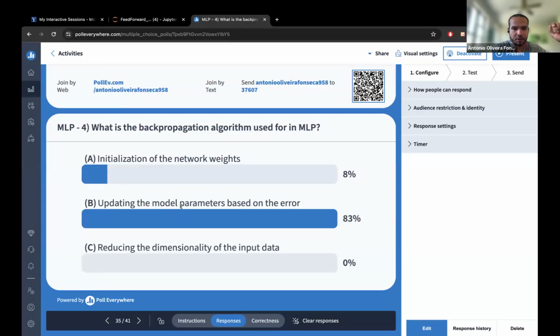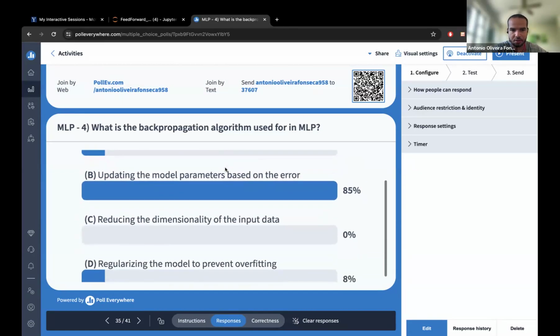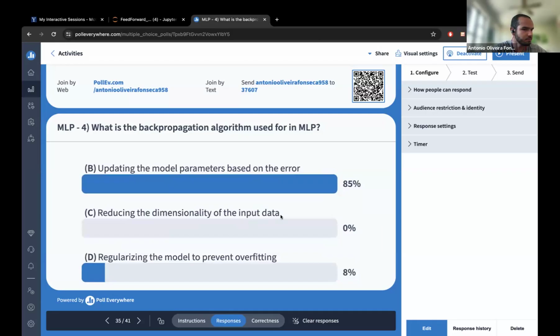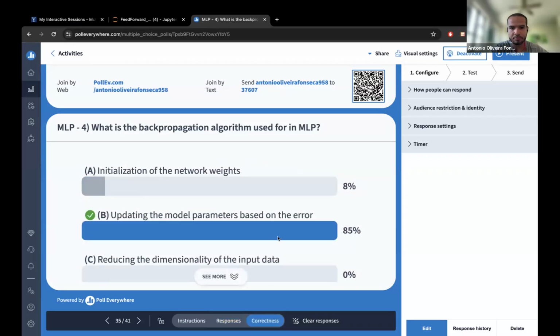So the correct answer here is updating the model parameters based on the error. Okay, by all means, this is just the definition of gradients, but extrapolated to multi-layer perceptron. Initialization of the network weights, no, right? That's not backpropagation by itself. Reducing the dimensionality of the input data, absolutely not. Regularizing the model to prevent overfitting. There are ways we can regularize the model, like dropout, or regularization using L2, for example, that we discussed, but that's not backpropagation by itself, right? So the correct answer is B.